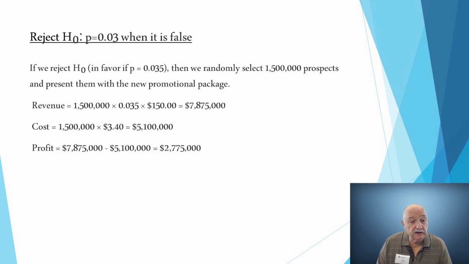The revenue there is 1.5 million times, now 3.5%, because we have enough evidence to believe that the new promotional package has increased the response rate. So 1.5 million times 3.5% times $150, that is a revenue of $7,875,000. Our cost, since we used the new promotional package, is $3.40 per piece. We've mailed 1,500,000 individuals. Therefore, the cost is $5,100,000, and leaving you with a profit of $2,775,000.